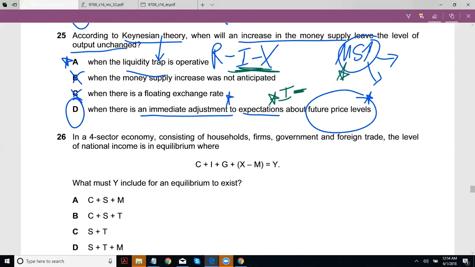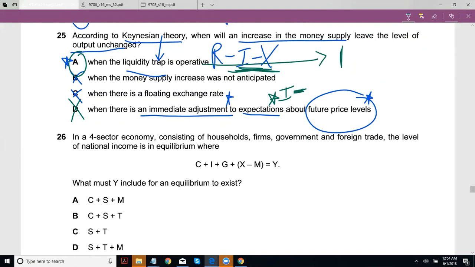Okay, so maybe we can go with A on those bases, because we know for sure that if the liquidity trap is operative, interest rates aren't going to change. So if interest rates aren't going to change, then your investment for sure is not going to change, and maybe even your consumption. The only reason I think it might be D is that in this type of question I've seen the answers to be expectations. Exactly, that's one particular issue. I just have a hunch that it's D, even though A seems to make more sense.